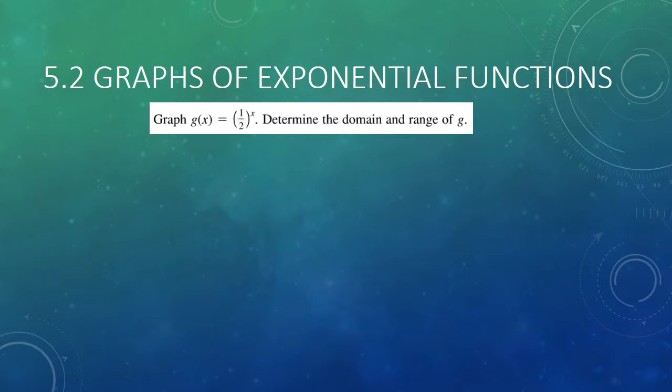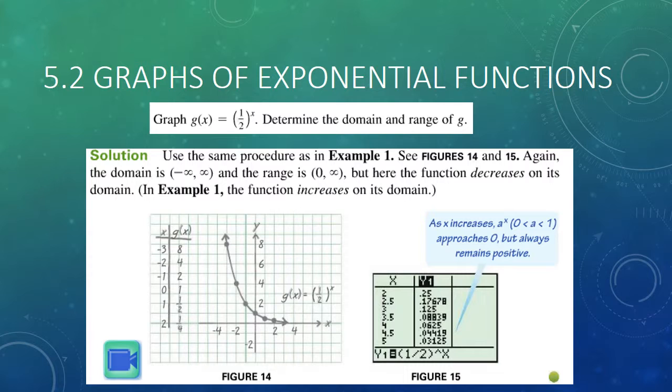Now try this. Graph 1/2 to the x and determine the domain and range. Pause the recording, try it, resume to check your answer. All right, do the same thing as you did in example 1. You can actually use your graph for this. You can see this done by hand where some points were picked.